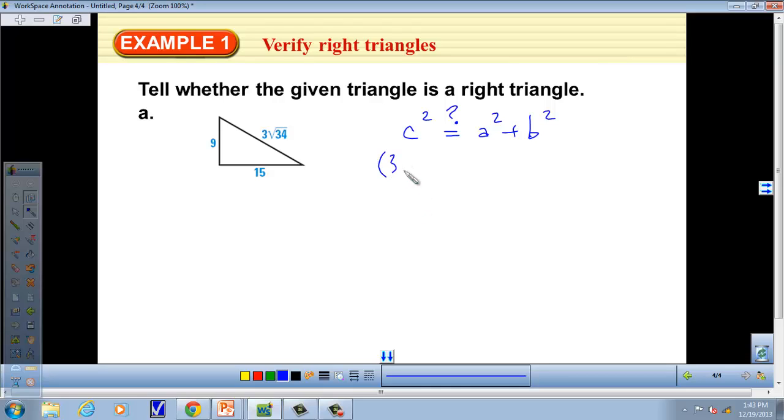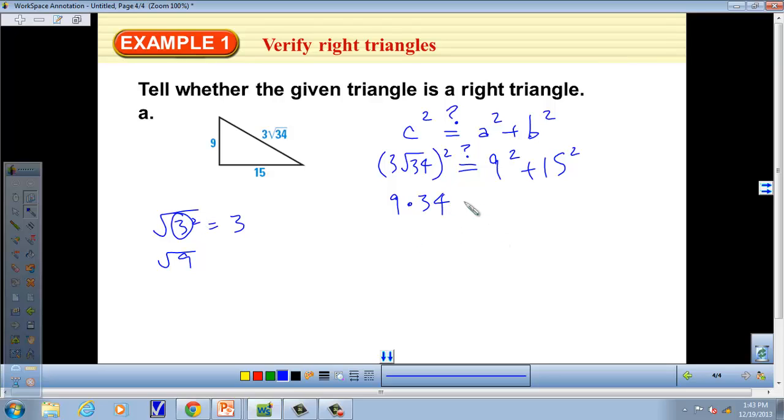So we're going to take 3 rad 34, we're going to square that, and we don't know, but we're hoping it's equal to 9 squared plus 15 squared. So if we look at this, it's really 3 squared, which is 9, and then when we square root something and square it, it ends up becoming just this number right here. For example, if I did square root of 3 squared, my answer ends up being 3 because that's also the square root of 9. Okay? So this ends up being our answer because the squaring and square rooting cancel each other out.